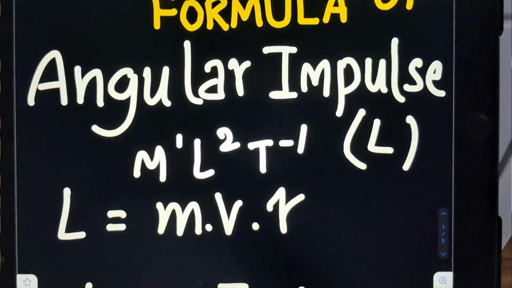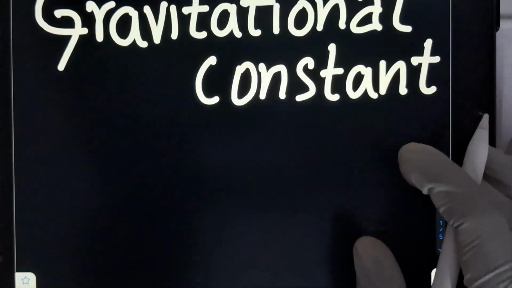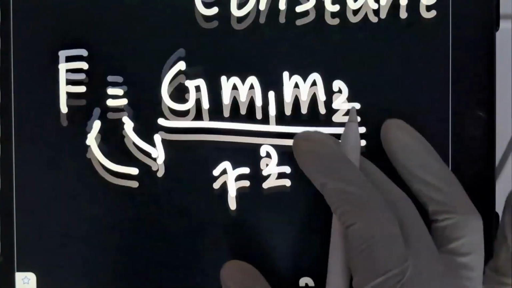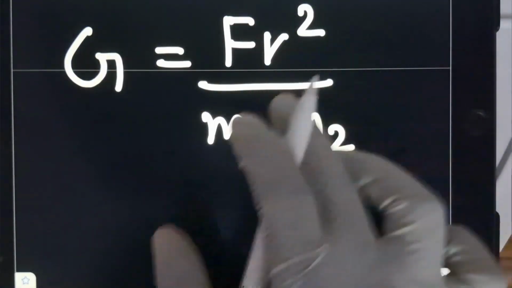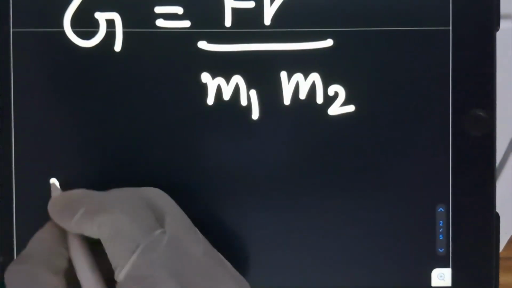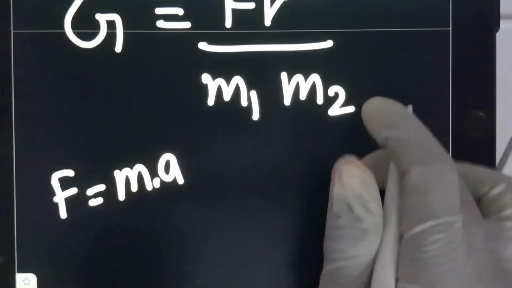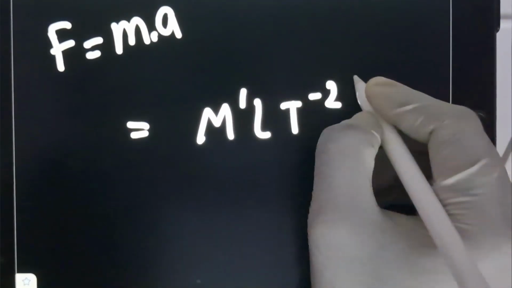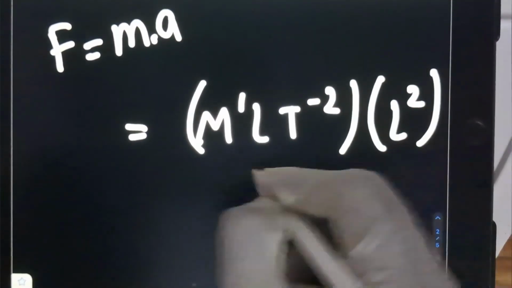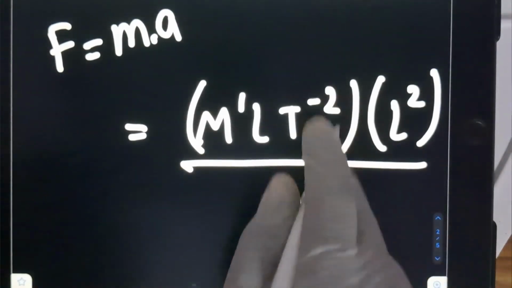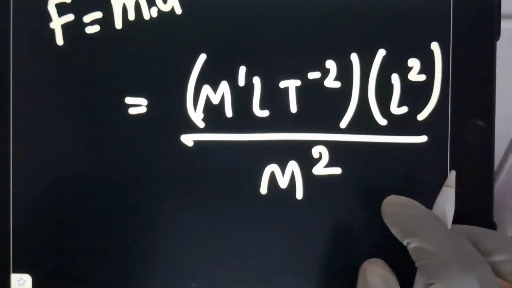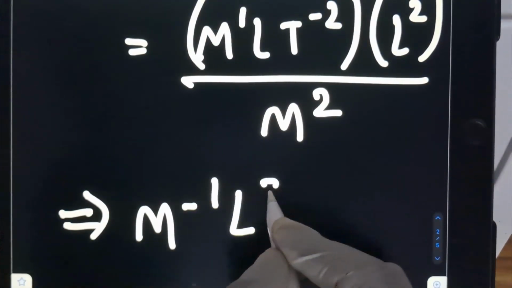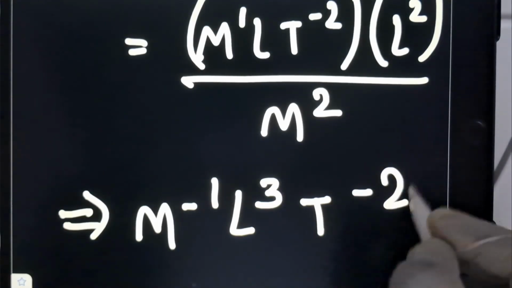To find the dimensional formula of gravitational constant, F is equal to G m1 m2 by r square. On rearrangement we get gravitational constant G is equal to F r square by m1 m2. Here F is force, F is equal to ma, mass into acceleration. We get M^1 L^1 T^-2 as the force dimensional formula. Radius r square, so L^2, and m square. On cancellations we get M^-1 L^3 T^-2 as the gravitational constant dimensional formula.